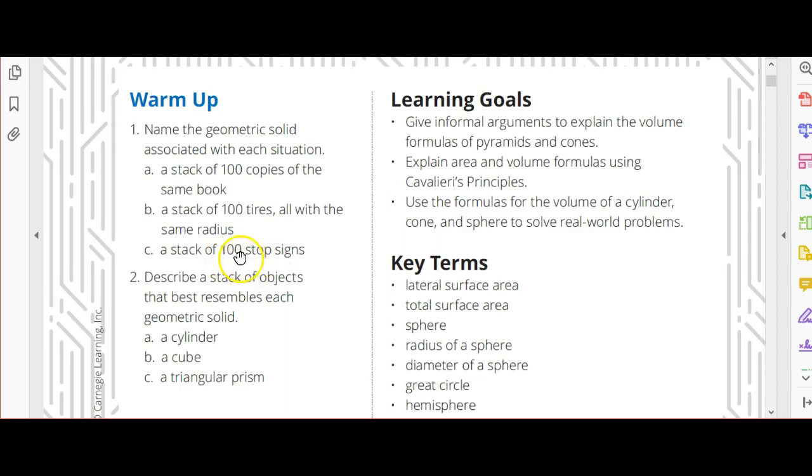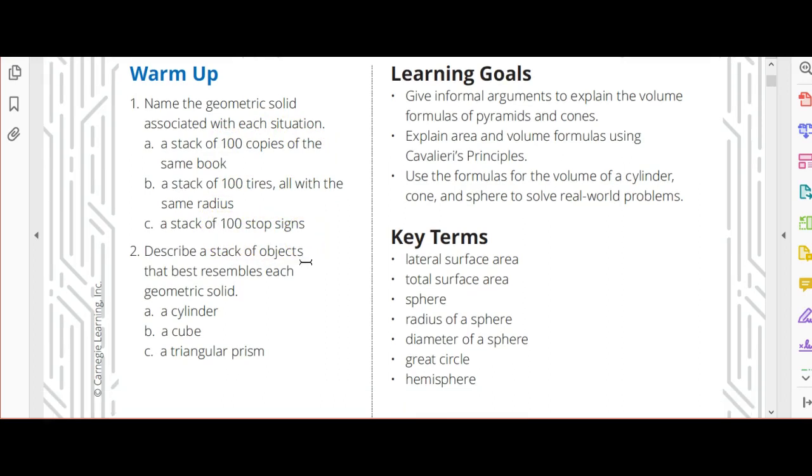Octagonal prism. So again, the prisms are defined by the shape of their base. Like we call this a rectangular prism, but if it has 8 sides, it'd be an octagonal prism. Describe a stack of objects that best represents each geometric solid. So a stack of pizzas would be a cylinder, right? A stack of, maybe, square stamps. If you stack them high enough, they'd be a cube.